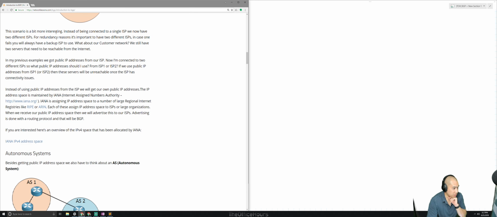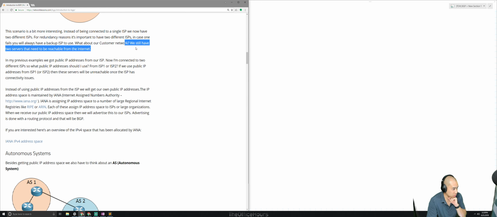This scenario is a bit more interesting. Instead of being connected to a single ISP, we now have two different ISPs. For redundancy reasons, it's important to have two different ISPs. In case one fails, you will always have a backup ISP to use. What about our customer network?